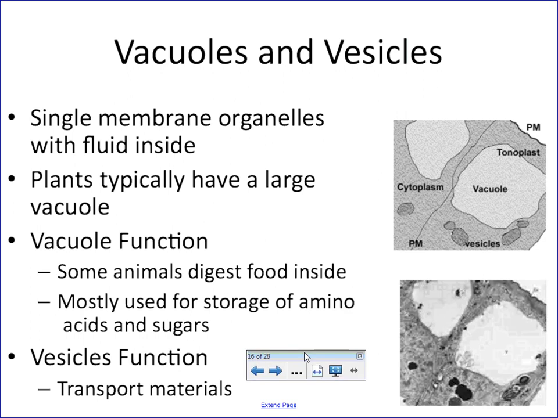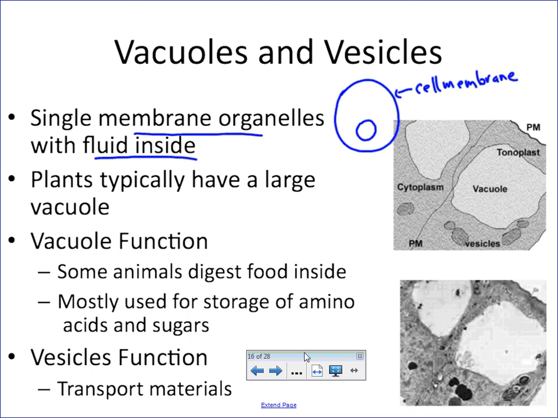Next organelle we'll deal with are vacuoles and vesicles. These are single membrane organelles with fluid inside. So the way to think about it is, if we have our cell membrane, we can have a vesicle which is separated from the cytoplasm of the cell, and inside that vesicle will be a fluid that is distinct or separate from that cytoplasm.